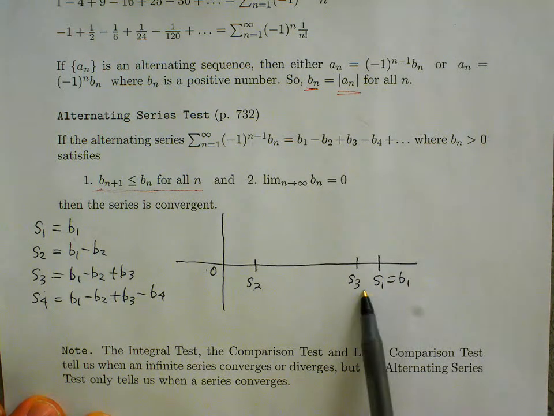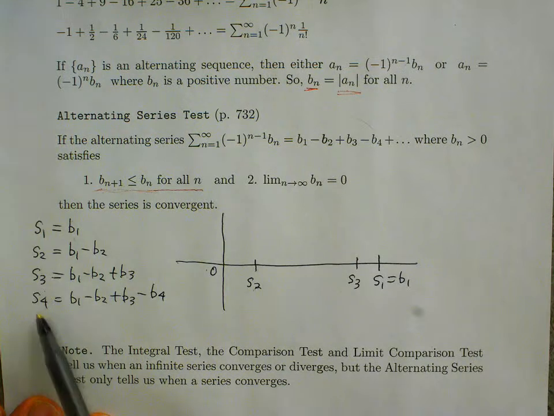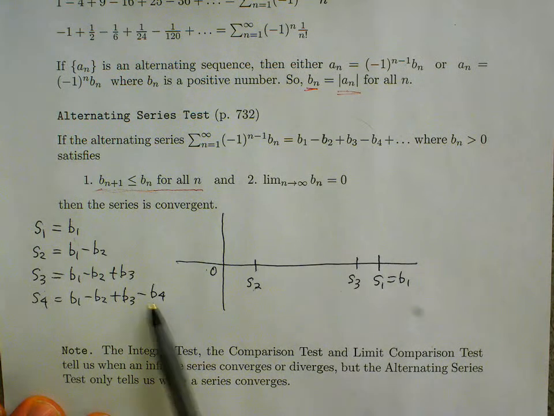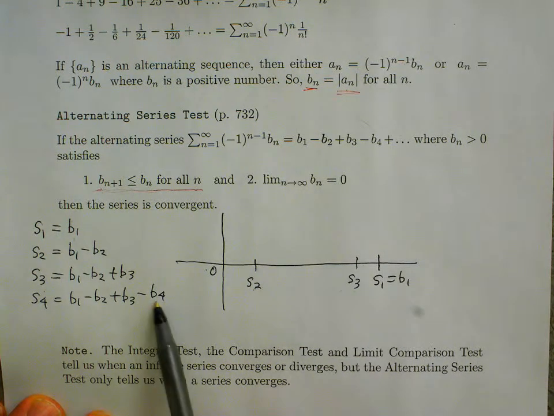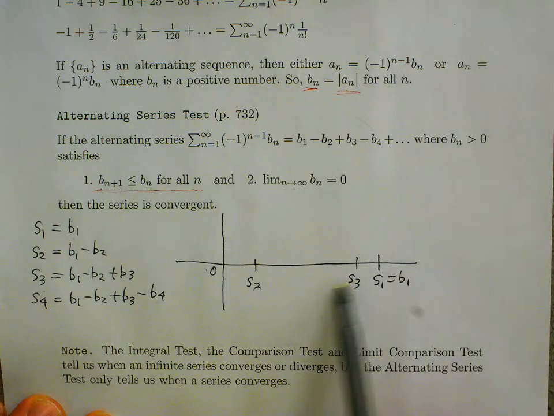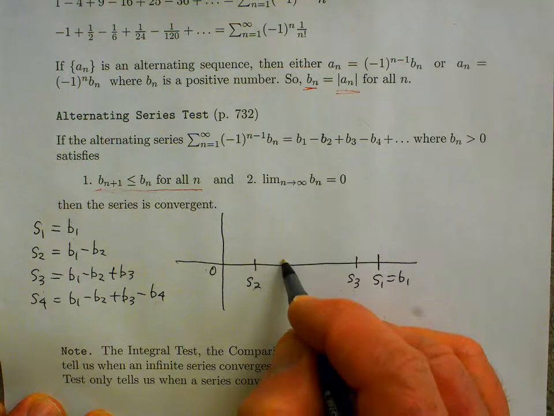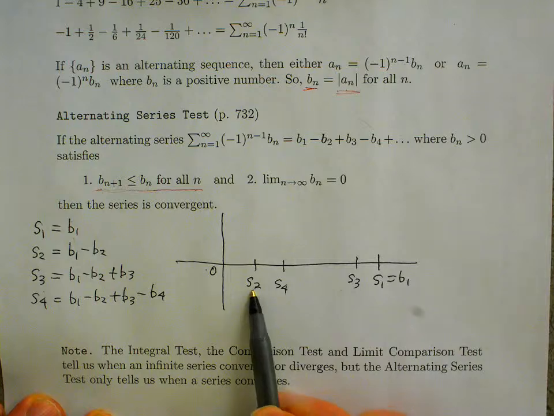And then where's S sub 4 relative to the numbers that we plotted? Left of S sub 2? Yeah, S sub 4 will be to the left of S sub 3, but it will be to the right of S sub 2, because we're subtracting a number that's smaller than the number that we're subtracting it from. So S sub 4 will be over here, and it will be greater than S sub 2.